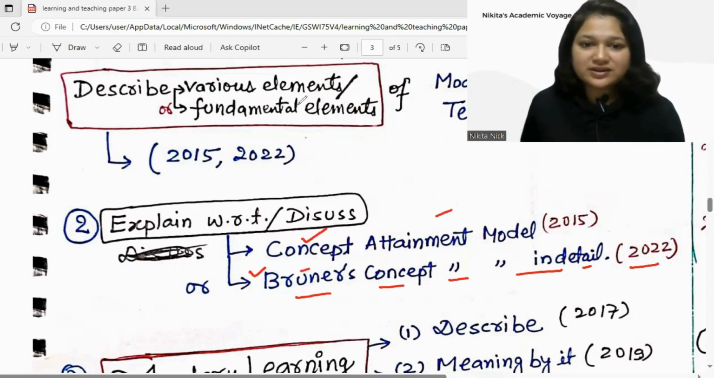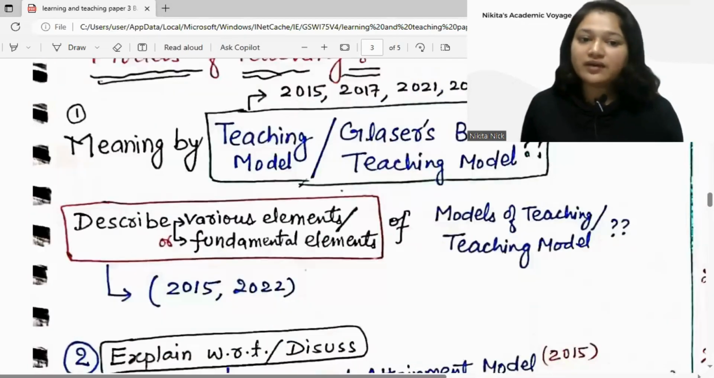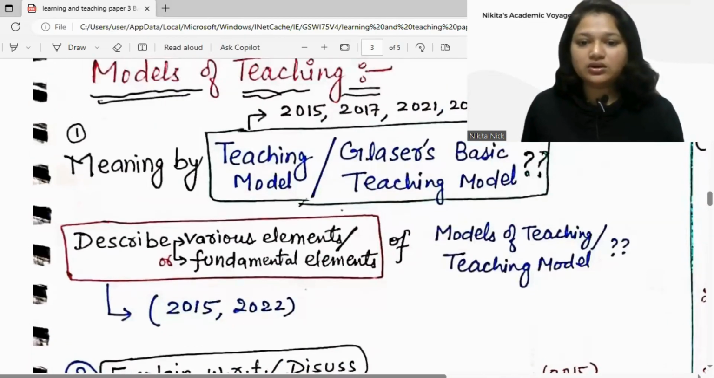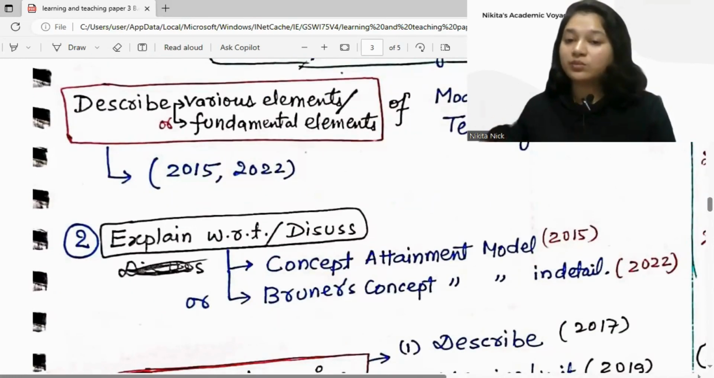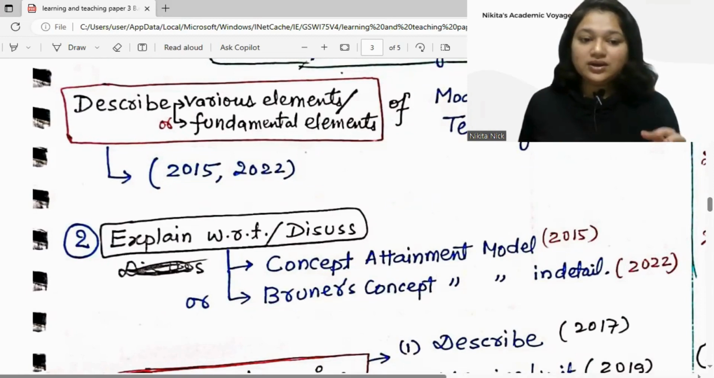So it was related to the particular first one. For example, they have asked you the meaning of teaching model, and then in that question only they will ask you to discuss the concept attainment model. Got the point? They can ask 2 models together.